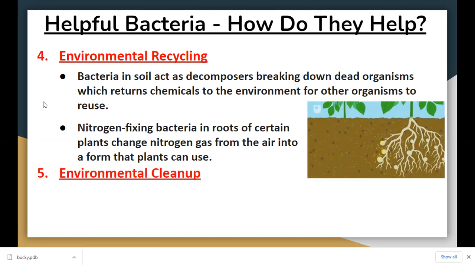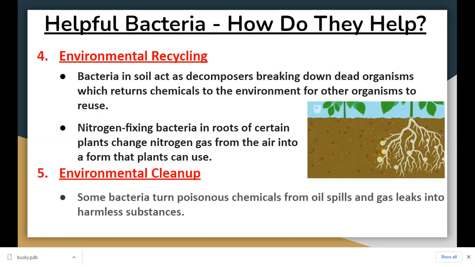And then finally, bacteria can be environmental cleanup. Some bacteria turn poisonous chemicals from oil spills and gas leaks into harmless substances.